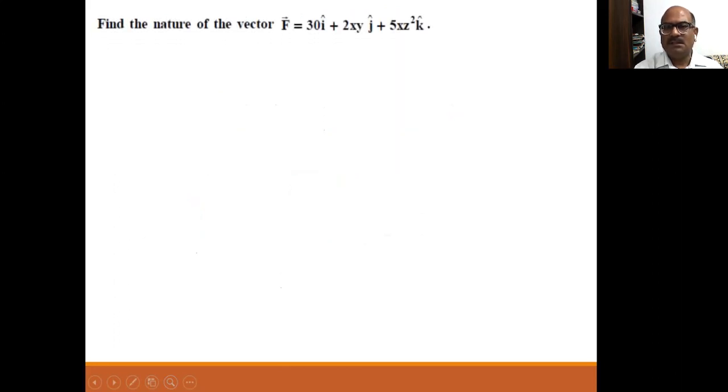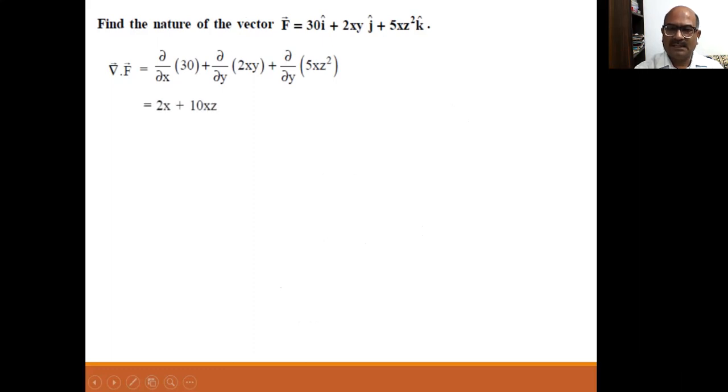Now the next numerical says find the nature of the vector F = 3y i cap + 2xy + 5xz² k cap. You see here that it is in x, y, z, so it is in Cartesian coordinate system, and we need to find the nature of this. To find the nature, we first find the divergence, del dot F. If we do del dot F in Cartesian, we will receive 2x + 10xz by solving this.